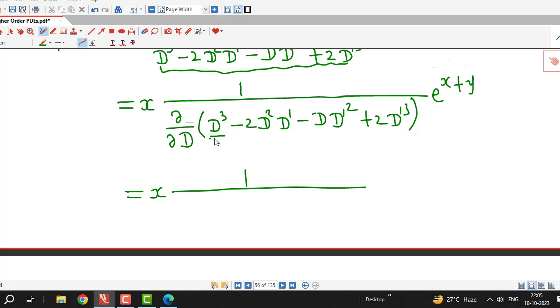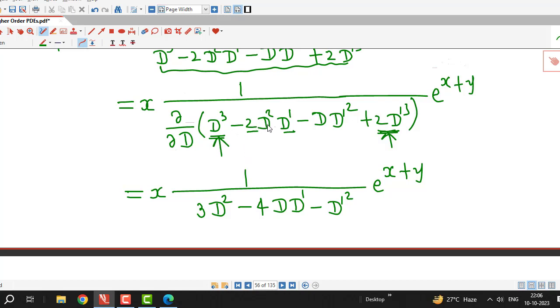So now, what is the derivative of D to the power 3? It is 3D square. Minus, here 2 D dash as it is. Derivative of D square is 2D, that is, we have minus 4 D D dash. Minus D dash square. Derivative of D is 1, and plus 0. There is no D here and we are differentiating with respect to D, therefore we consider D dash as constant, and this is e to the power x plus y. Be careful while writing derivatives. This is minus 4 D D dash minus D dash square.